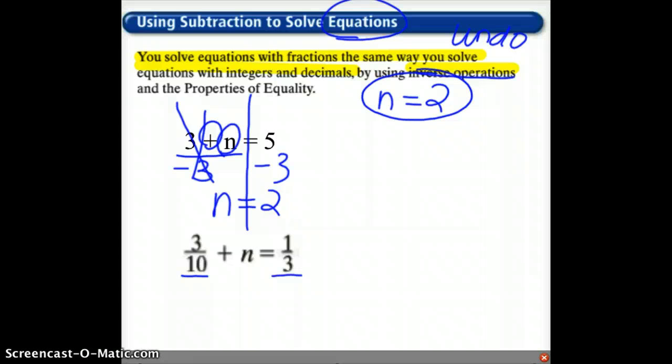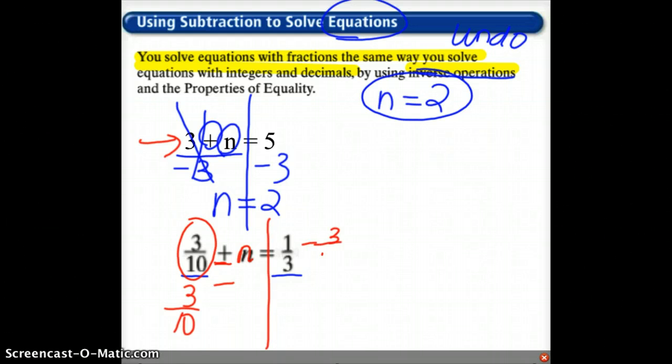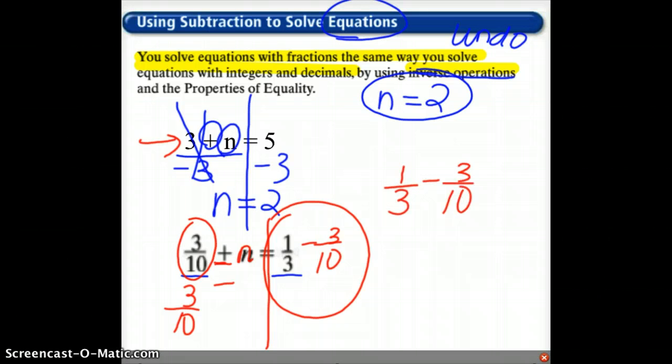So, just like in this problem, we subtracted the 3. This n is attached to 3/10 with addition. So I'm going to undo that addition by subtracting 3/10 from this side and subtracting 3/10 from this side. Now we have a problem that we've been working on so far, 1/3 minus 3/10. Well, we can't add or subtract fractions unless they look alike. So I'm going to find a common multiple of 3 and 10. Let's use 30.